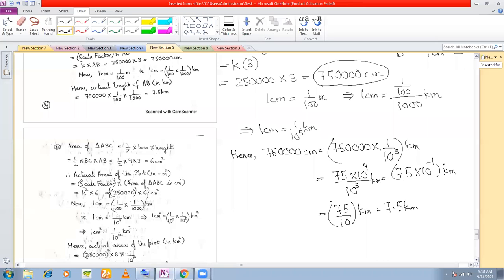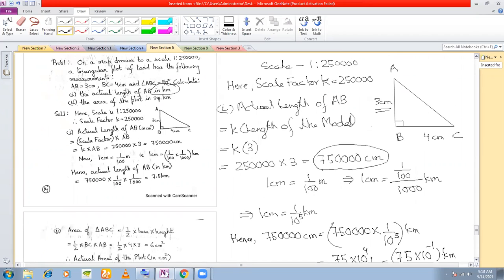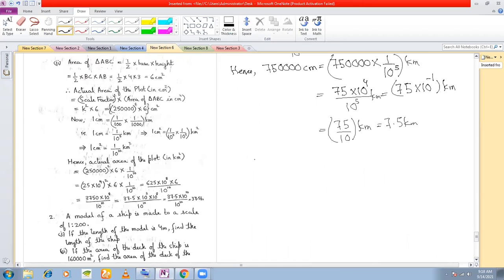Okay, calculation is clear? Or any question on the calculation? Okay, first question is done. Next question is the area of the plot in square kilometers. In order to find out the area of the plot, we must first find out the area of the map. What is the area of the map? Half base into height.